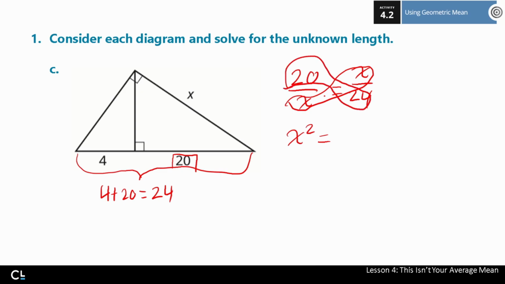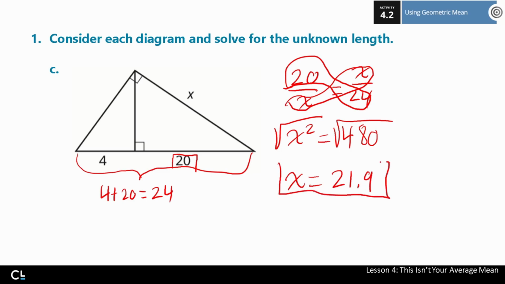Once again, let me pull out my trusty dusty calculator. So 20 times 24 gives me 480. And then, as we've been doing, we take the square root of both sides to get rid of that square. They cancel. We're left with x. And we take the square root of 480. And that's going to give me 21.9. So x is equal to 21.9.